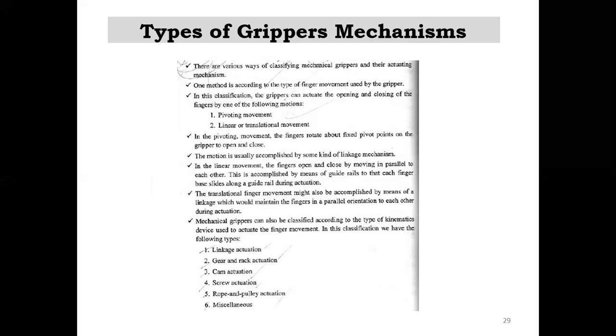Okay. So last class we discussed the different kinds of grippers. In this chapter, we are going to discuss types of gripper mechanism. What methods are we going to use in the gripper? There are different kinds of gripper mechanisms used in robot end effectors.